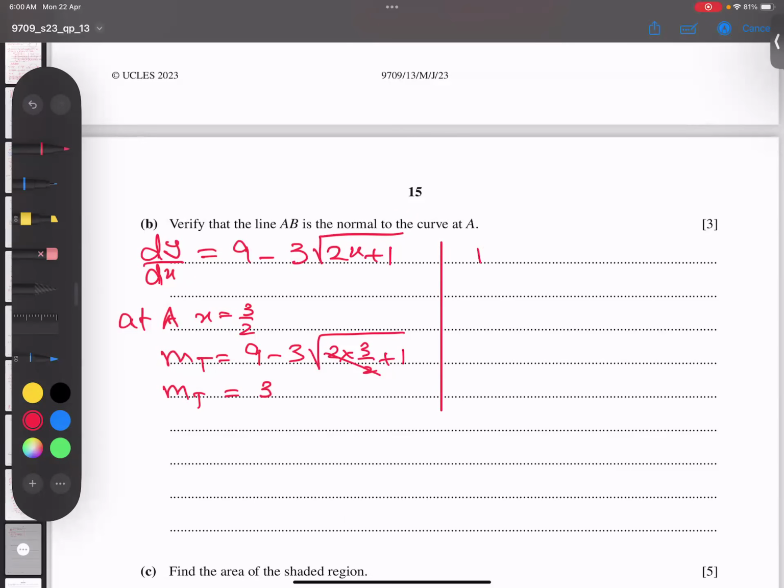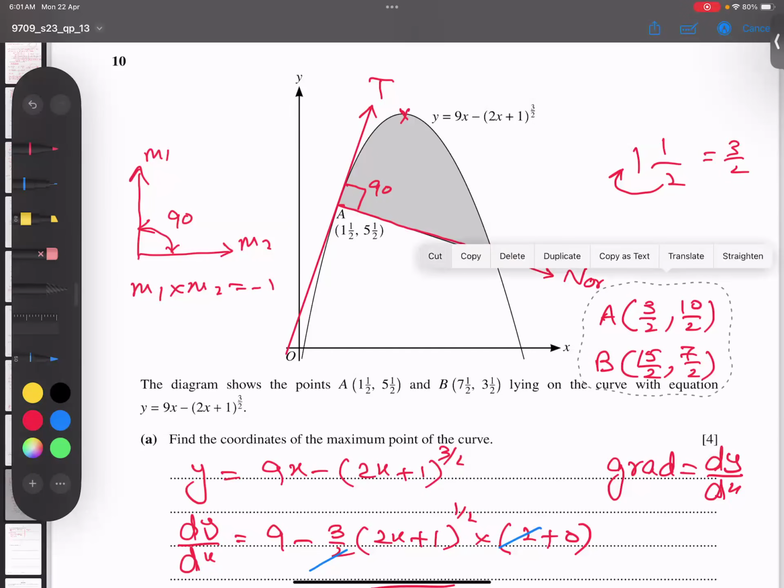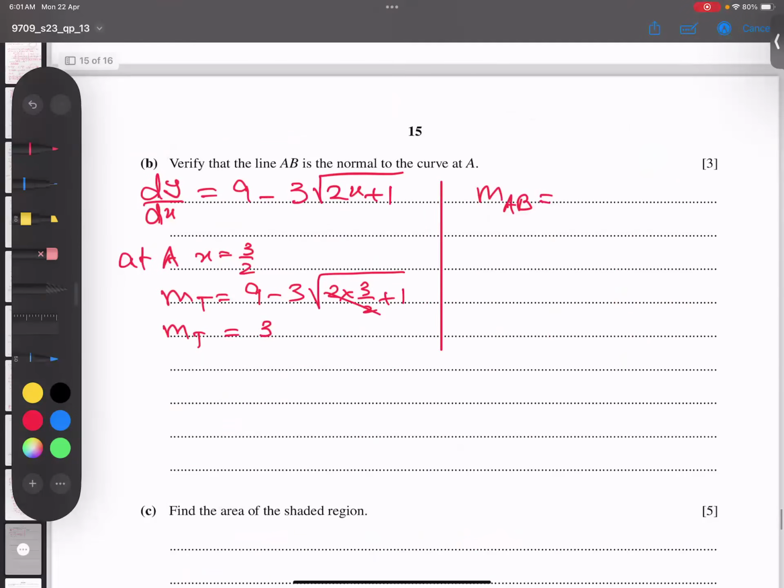Now I'm finding the gradient of the AB line. So what is the gradient of the AB line? For that reason, I need to find the coordinates. The A coordinate is 3 by 2 for x, and y is the mixed fraction 10 plus 1, 11 by 2. The B coordinate: 7, 14, 14 plus 1, 15 by 2, and y is 6 plus 1, 7 by 2. And I got both coordinates. Okay, these are the points mentioned.